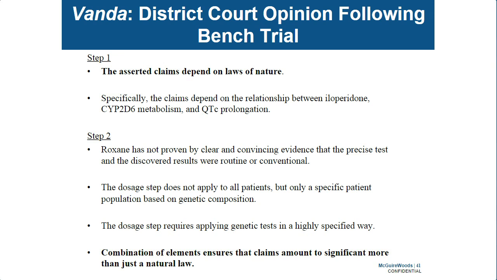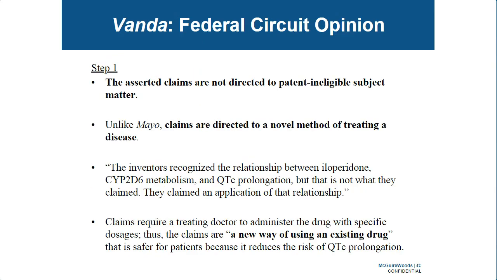So in terms of step two, the court said the claims passed muster, and therefore the claimed invention was eligible for patent protection and did not violate laws of nature. The case was appealed to the Federal Circuit, and the Federal Circuit said it agrees with the district court that the invention was eligible for patent protection. But the court had a different rationale.